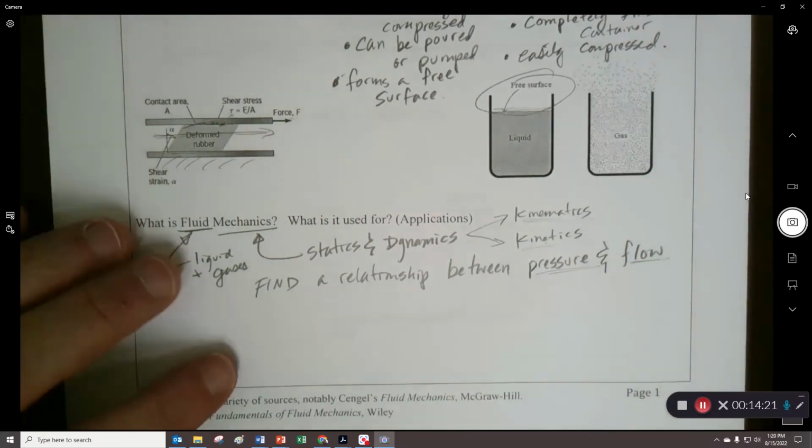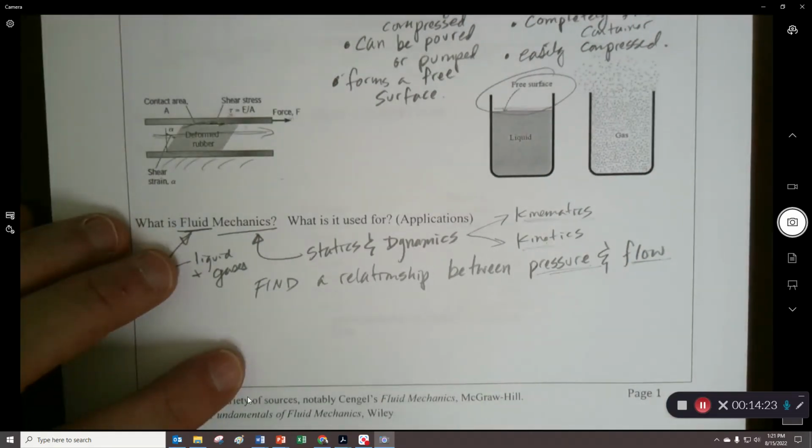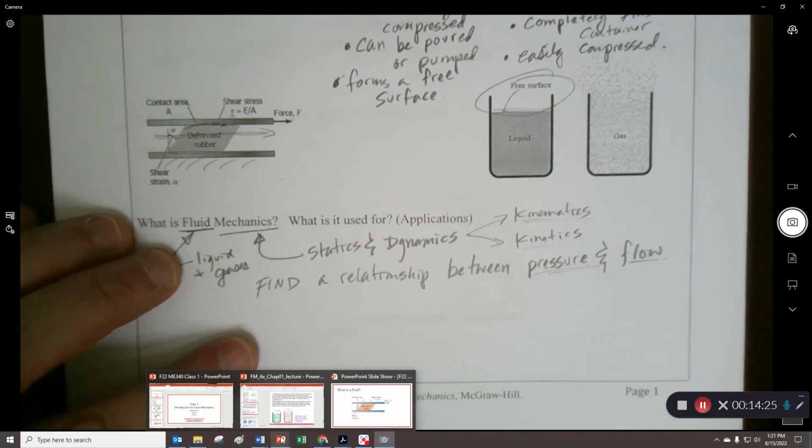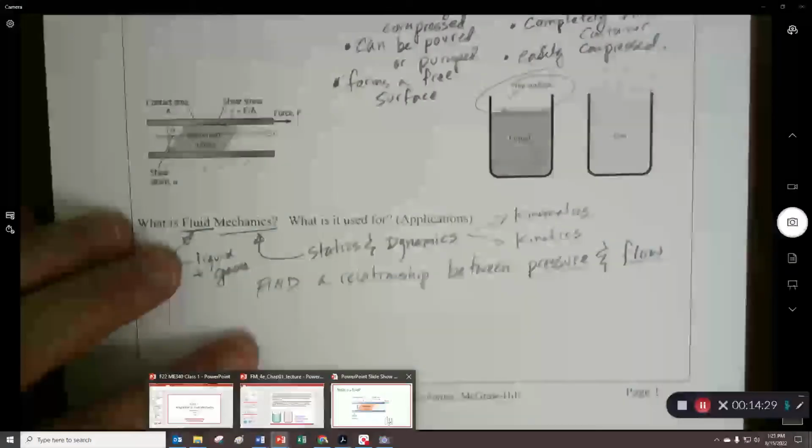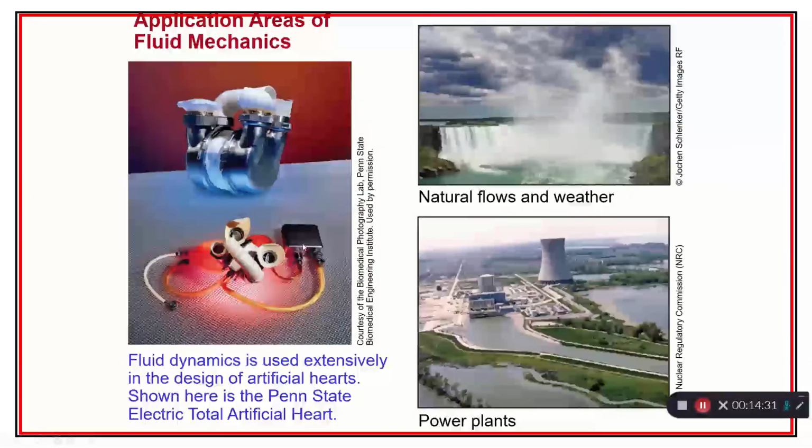But for other applications here, I'm not going to write down the list. Remember that we have hydrodynamics, so that's going to be with boats and stuff. So let me go back to this right here. Into the applications: this looks like it might be an artificial heart right here. That'd be kind of cool. Niagara Falls right here. Here's some fluids, right?